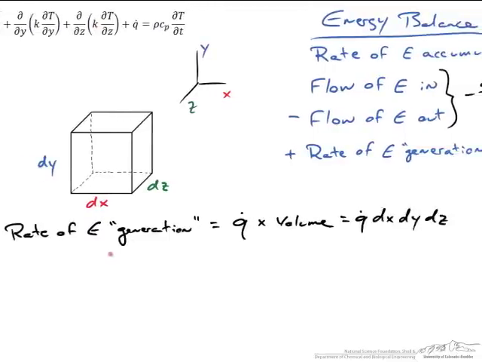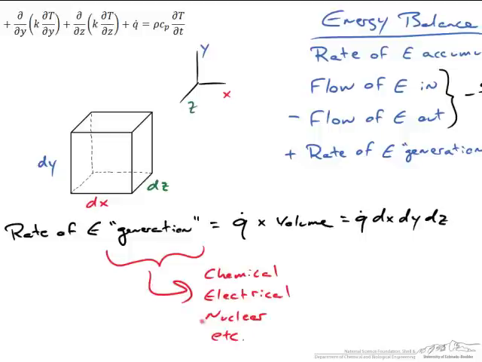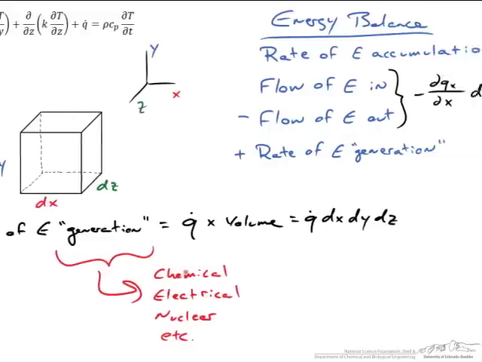And again, I should emphasize we're not really generating energy. We're just looking at the creation of thermal energy from some different source. And some examples of this include chemical, electrical, and nuclear sources. A chemical, you can imagine the reaction either being endothermic or exothermic, either cooling off or heating up the local region in which it's occurring.